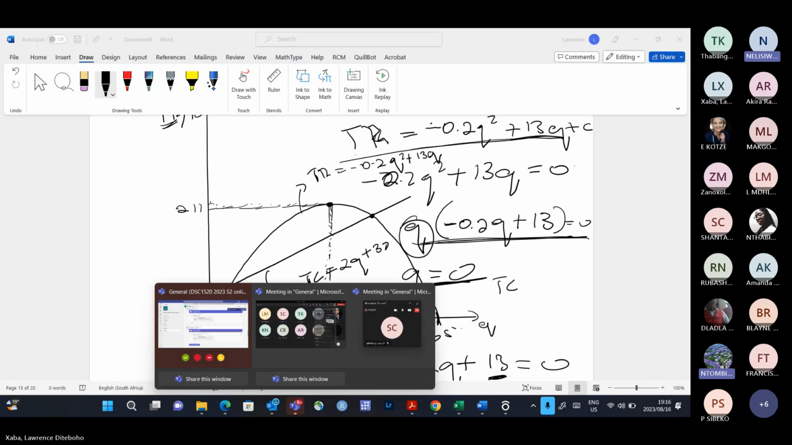Yes, I was saying maybe the question can be: you are given a graph like this one, and the question says, okay, calculate the turning point of the total revenue function. So given the equation, I think you know what to do. Or maybe find the values of Q of the total revenue. You are given the graph and the information, where you are given the equation, which is total revenue equals negative 0.2Q squared plus 13Q. So I believe now you can be able to calculate that.